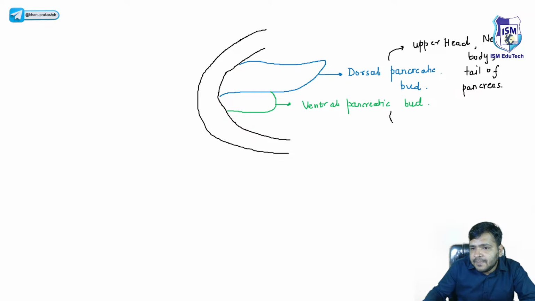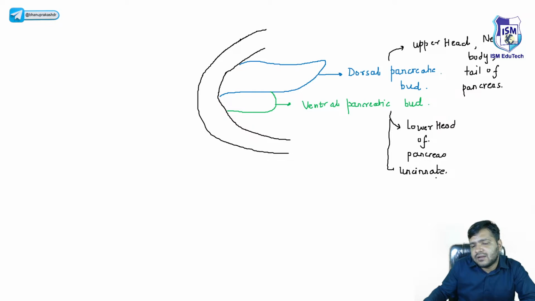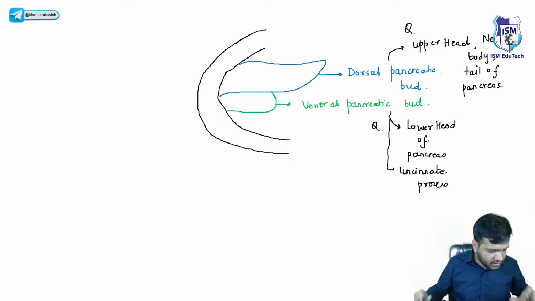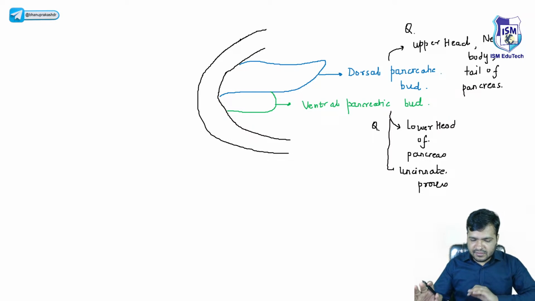And the ventral pancreatic bud will differentiate into the lower head of the pancreas and the uncinate process. When I discuss the anatomy of the pancreas, I will ask you which part is coming from where, so you should know. These are again important MCQ questions that you have to keep in mind. I hope this particular picture is clear.